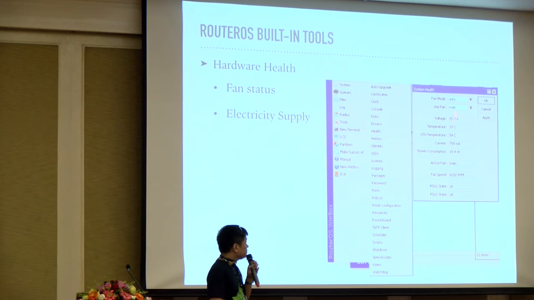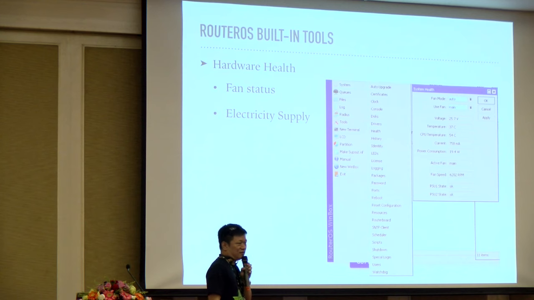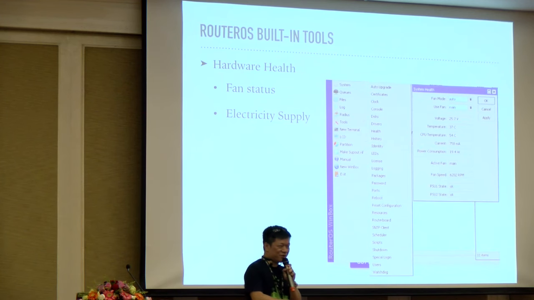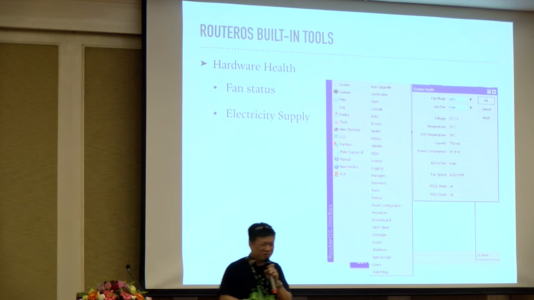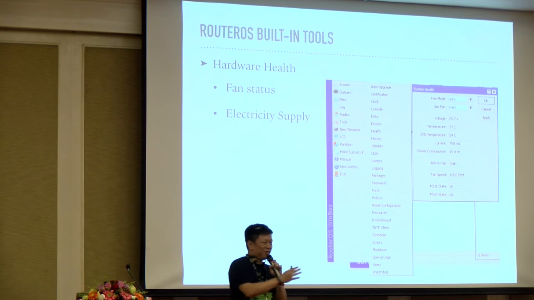So if you are seeing the voltage drop, it means that something is wrong with the input. If it's too high, something is wrong with your power supply. And if it's very, very high, if it's out of the range that is supported by your router, then you can do a grilling on your router, because it will be very hot and it will burn the board. So there is a tolerance, a range that doesn't hurt the router.